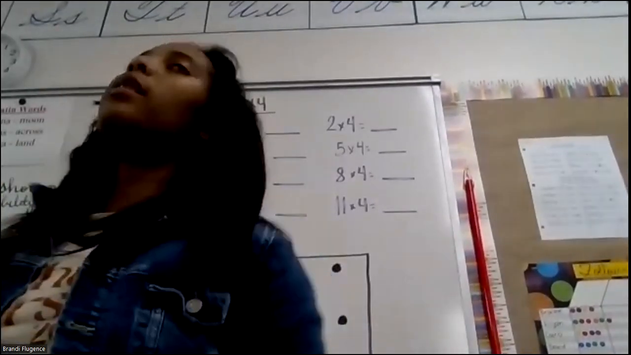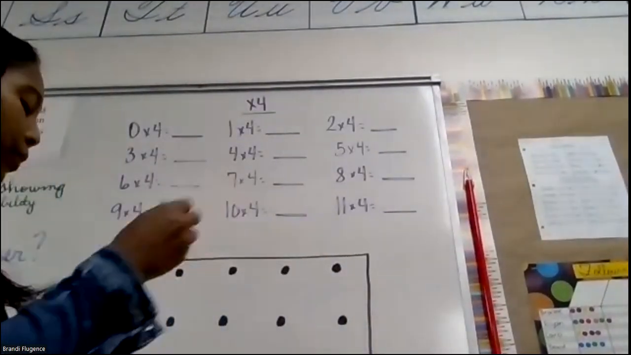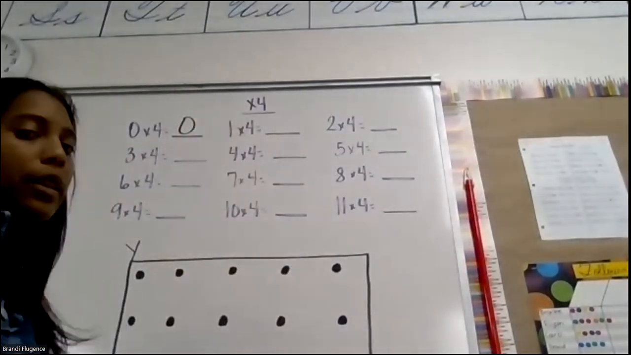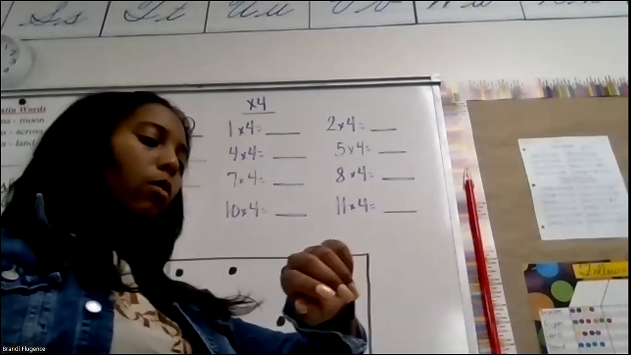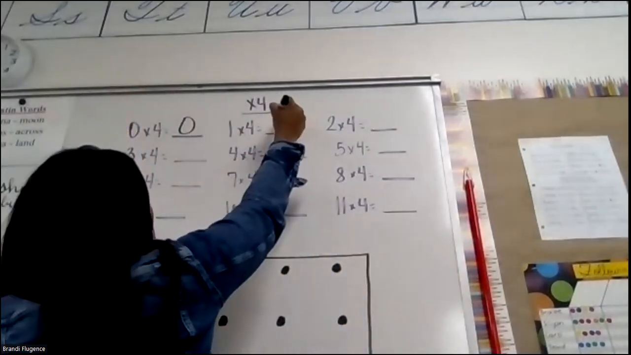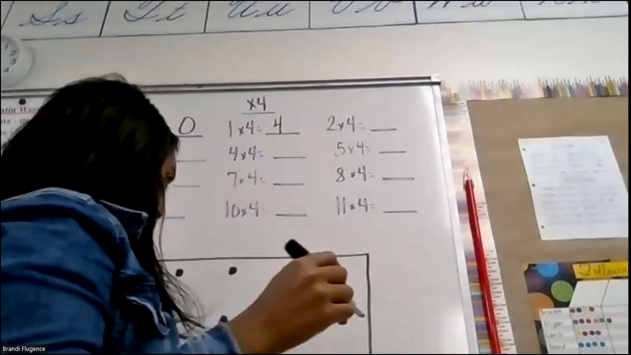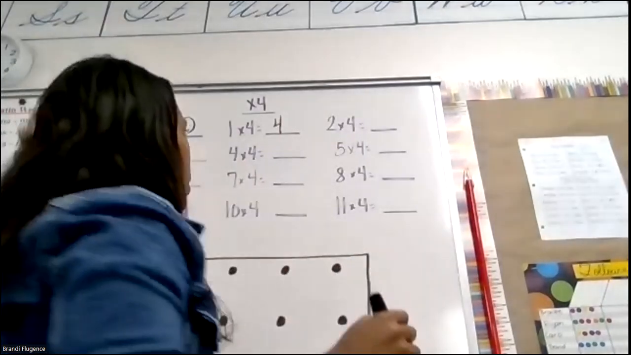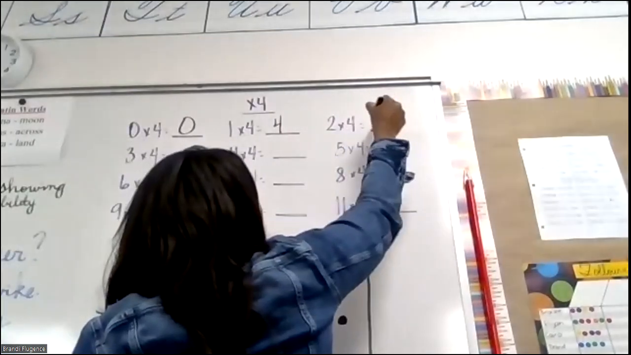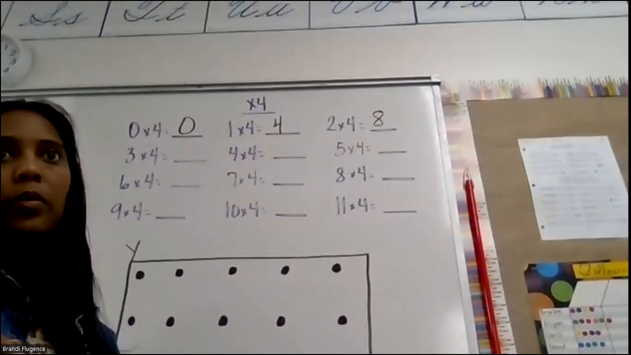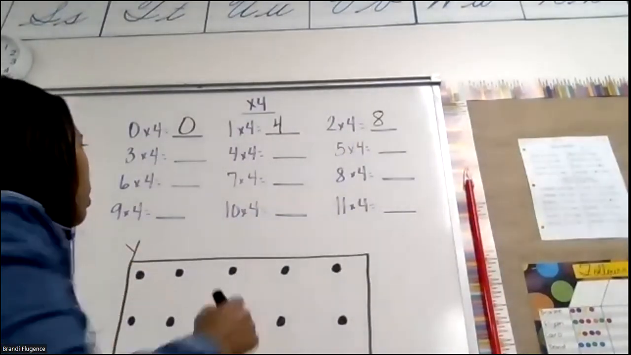That's pretty simple. Anything times 0 is always 0, so 0 times 4 is 0. 1 times 4: anything times 1 is always the number, so 1 times 4 is 4. 2 times 4 is 8. That's like 4 plus 4. 3 times 4, this is a fact we learned already. 12, thank you.